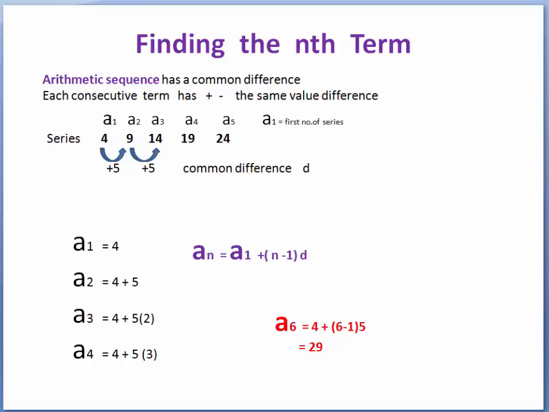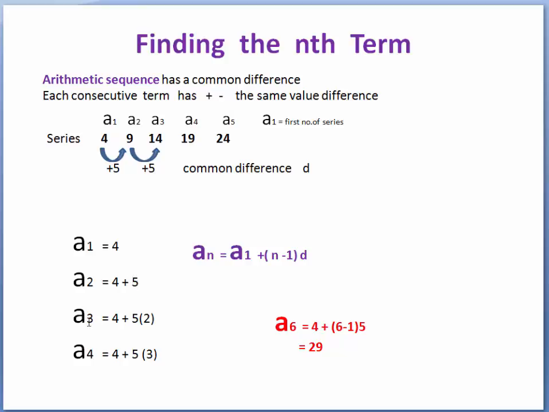So A1 is the first number in the series, being 4. So if we write A1, A sub 2, A sub 3, A sub 4, and equals, the first number in the series is 4. The second number is the first number in the series, A1, so 4, and then plus the common difference, which is 5.